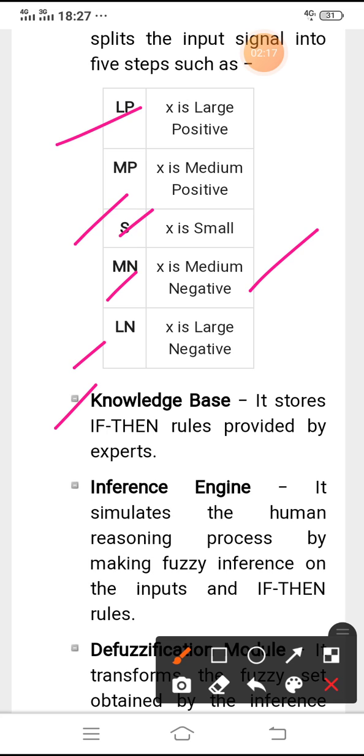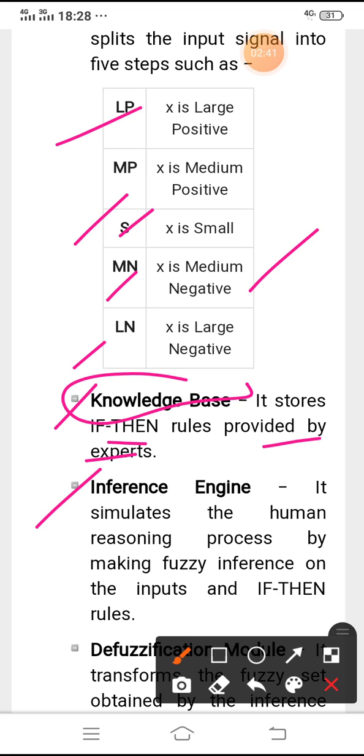So next is the knowledge base. Knowledge base stores the if-then rules provided by the experts. So the rules which are provided by the experts in the form of if and then are stored in the knowledge base. We have already seen what the knowledge base is in detail. If you have not watched my previous video, please go and watch it.